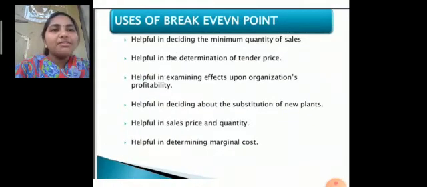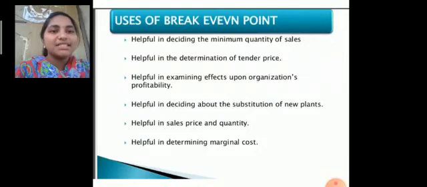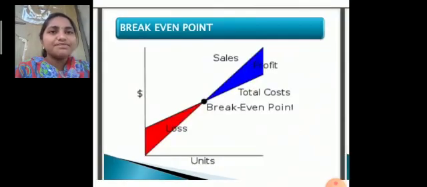Use of break-even point. Useful in discussing the minimum quantity of sales. Helpful in determining tender price. Helpful in examining effects upon the organization's profitability. Helpful in deciding about the substitution of new plants. Helpful in determining sales price and quality. Helpful in determining marginal cost.